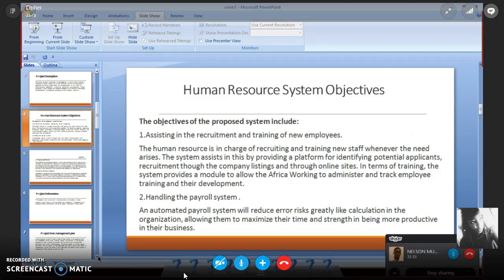Number two is to handle the payroll system. So, having an automated payroll system will reduce error risks such as people being underpaid or mistakes being made in people's salary. So having an automated system will reduce this greatly.